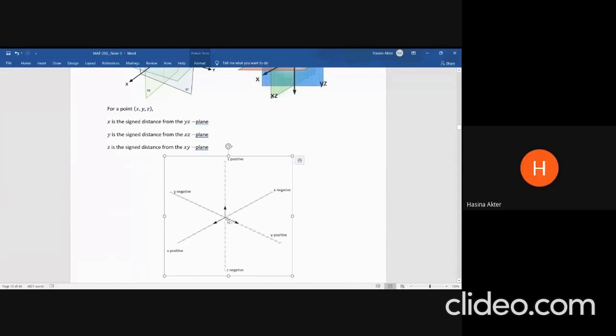That means on that portion Y is positive, and on this portion, on that wall, this portion of the plane, Y and Z both are positive. Do you understand that?